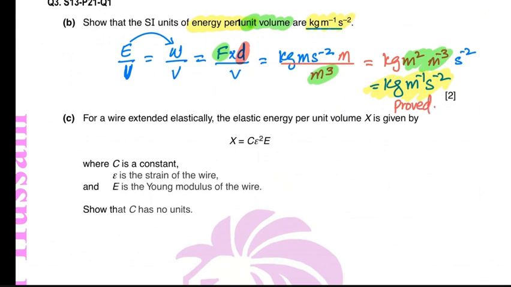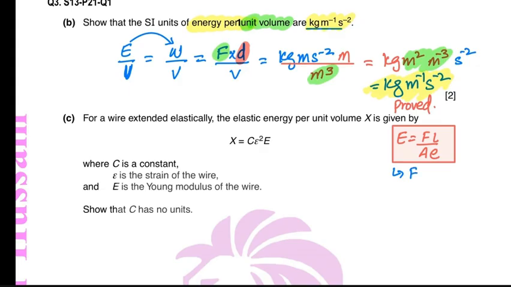For a wire extended elastically, the elastic energy per unit volume is given by this, where C is a constant, this is the strain, and E is the Young's modulus. You have not studied Young's modulus so far, but I'll just tell you the formula. The formula for Young modulus is FL over Ae, force into length over area into extension. You will be studying this in detail in the topic of deformation, but for the case of base units, I'll just tell you the formula straight away so that you can mention the base units.